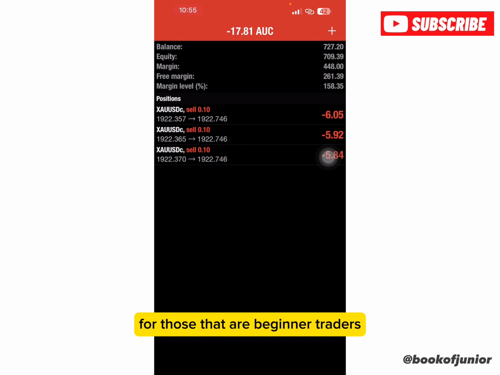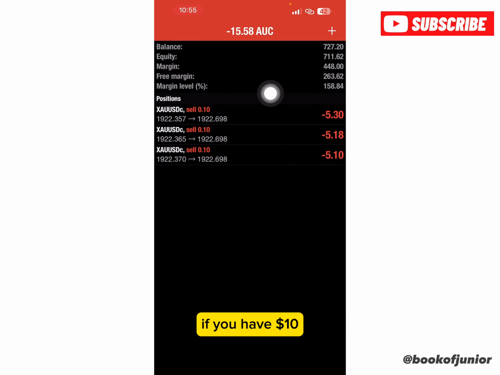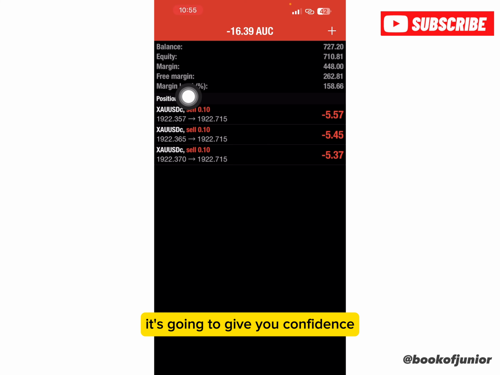For those that are beginner traders and you're really afraid of learning how to grow your accounts, use certain accounts. Put your money here. If you have $10, put it into a cent account. Here you have 1,000 cents. Start growing that account. Make sure you put a stop loss and a take profit. Don't trade naked. At least it's going to give you confidence.